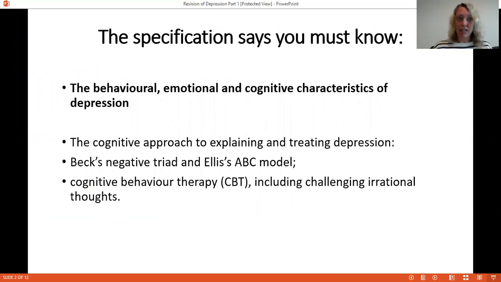So this is what the specification says you have to know. The reason why I've put one of them emboldened and separated out from the others is just because that's the first one that we're going to be focusing on today. So the key things for depression are that you can explain all the characteristics, those 3 different types, but also that you can be really specific in your knowledge about both Beck and Ellis's approach to explaining depression with the negative triad and other things from Beck, and also the ABC model, and also how the cognitive approach suggests using CBT to treat depression. So that will be in part 2.